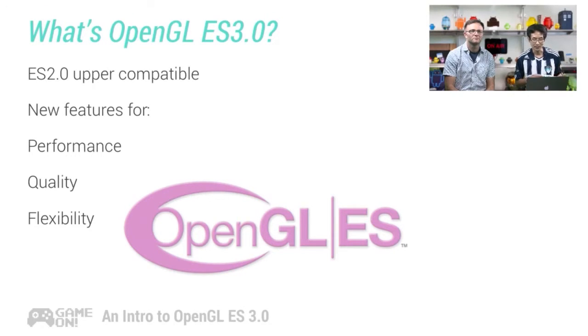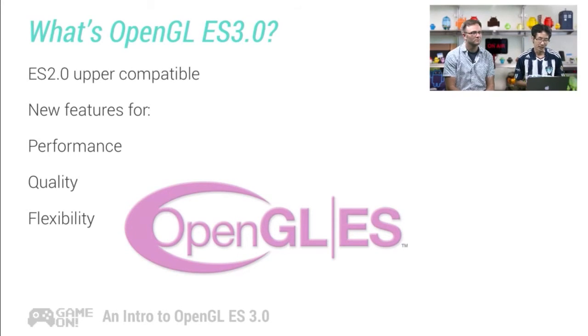Other features such as MRT, which can render to multiple render buffers at the same time, and occlusion query, which can check on the GPU if geometry is visible or not, are also great to reduce both CPU and GPU load dramatically. Let's talk about the quality side.